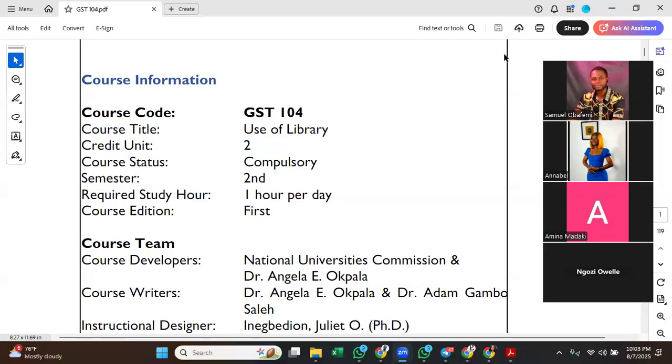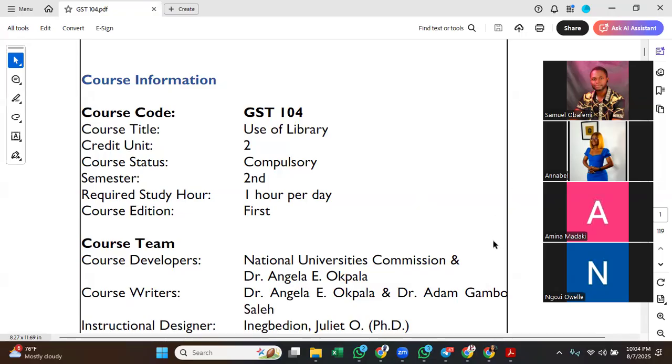Because every student, regardless of the program or the course you are studying, you will need to use the library. So having an idea of how the library works is very important to all students.